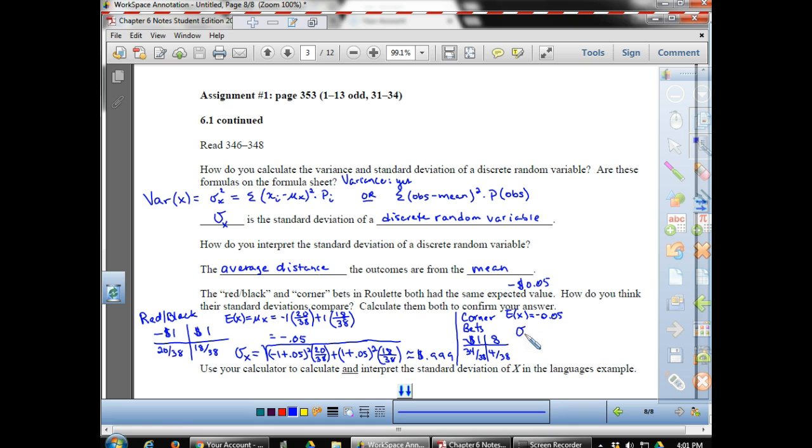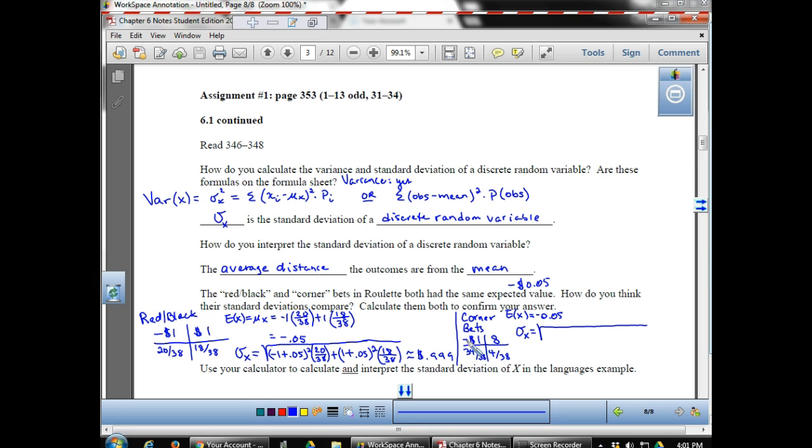So setting up the standard deviation, it is going to be -1 minus a negative 0.05 all squared, and then multiply by its probability, so I'm weighting it, 34 out of 38, plus, and then I need the difference between 8 minus negative 0.05 squared times its probability, which is 4 out of 38. And then that is going to simplify down to approximately $2.762.